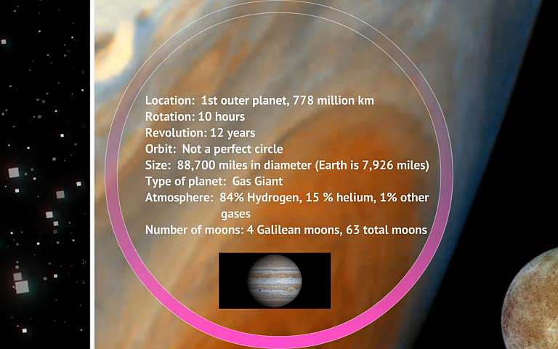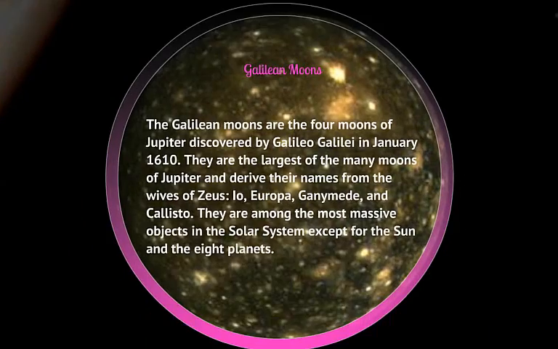Its revolution is 12 years long. Okay, so right about some of y'all's ages is how long it took him to get all the way around the sun. His orbit is not a perfect circle, just like all the other planets. Jupiter is 88,700 miles in diameter. Remember, we are only approximately 8,000 miles in diameter, so he is quite a bit bigger than we are. He is a gas giant. Jupiter's atmosphere is 84% hydrogen, 15% helium, and 1% other gases. He has 4 Galilean moons and 63 total moons.